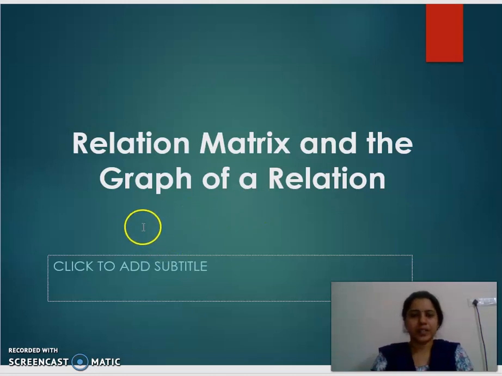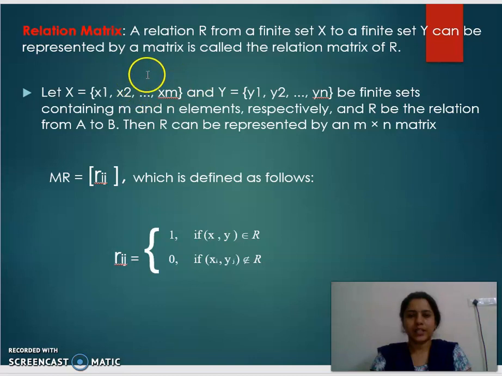Hello everyone, in this video I'll explain what is a relation matrix and graph representation of a relation, and also I'll tell different types of relations. So first let's see what is a relation matrix and how to represent a relation in a graph manner.